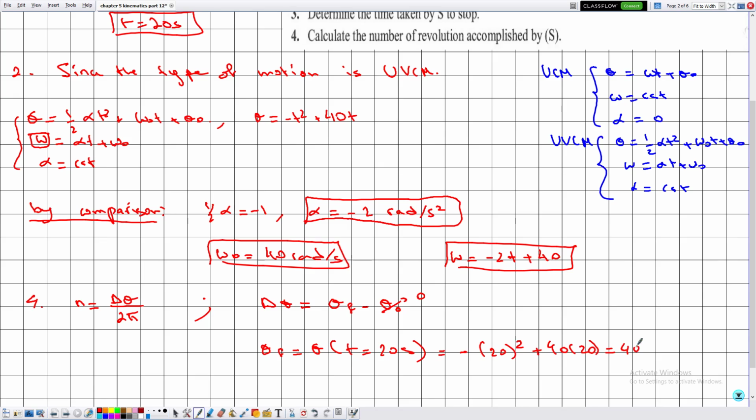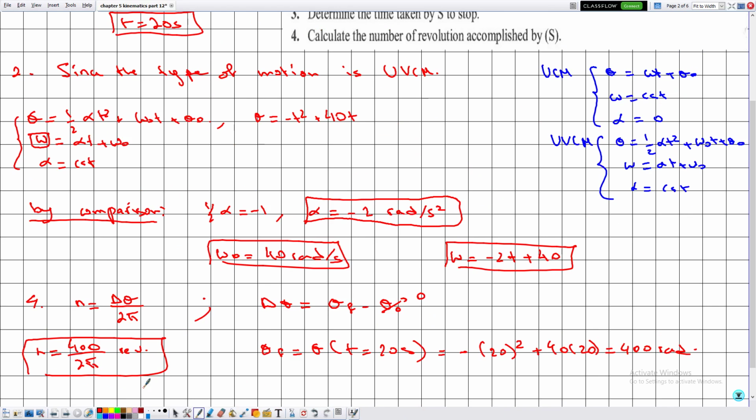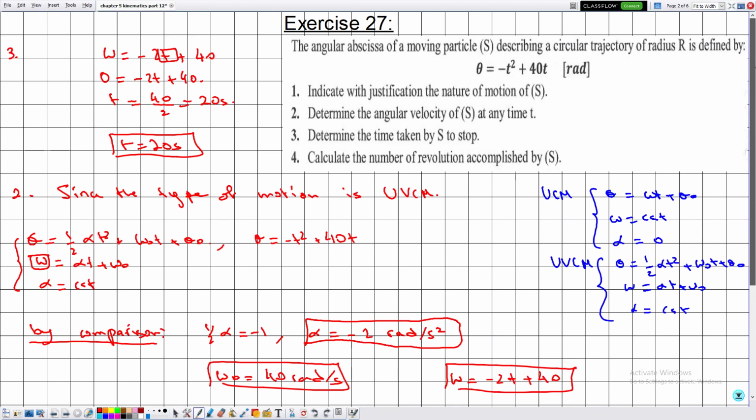Since everything is expressed in SI, the value of theta f will be in radians. So now the number of revolutions is given by 400 divided by 2 pi revolutions. You can calculate the decimal form of this using shift pi, which is almost 63.66 revolutions. I didn't complete the revolution, so it's 63 revolutions. So this is it for exercise number 27.